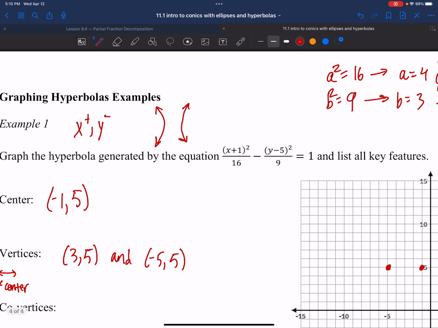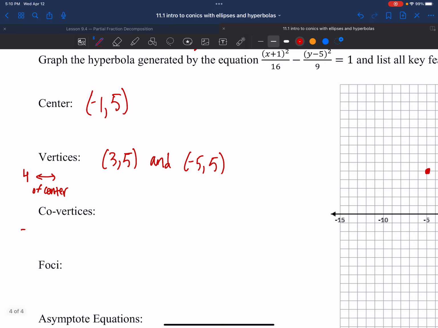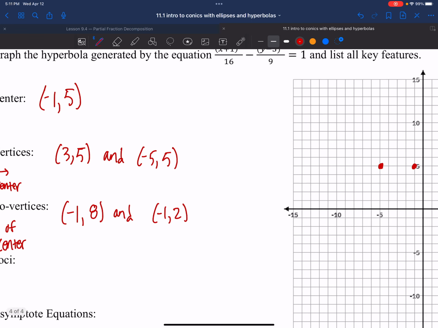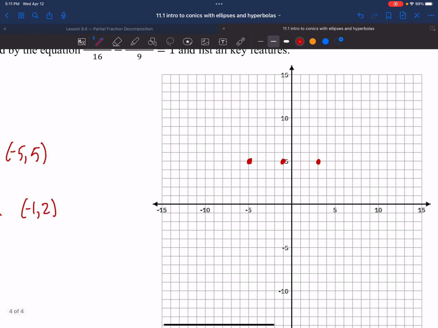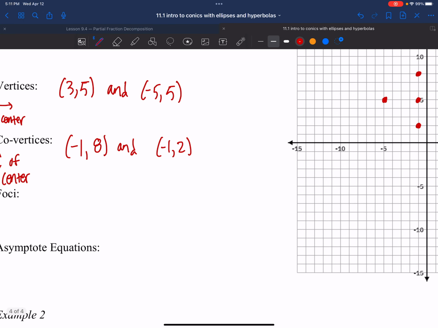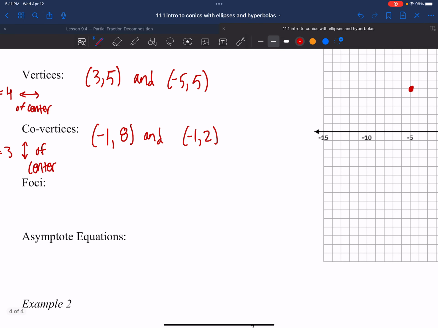My co-vertices, that's B, so that's 3. So it's 3 up and down of the center, because it's B. A equals 4, B equals 3. So we're going to go 3 up, that's -1 comma 8. And 3 down, that's -1 comma 2. So -1 comma 8 and -1 comma 2. Like so, those are the co-vertices. And then we're going to get to the foci in a second.